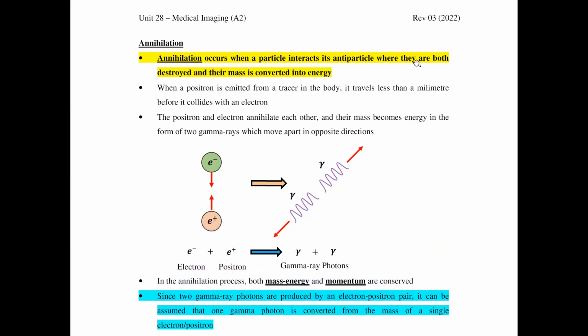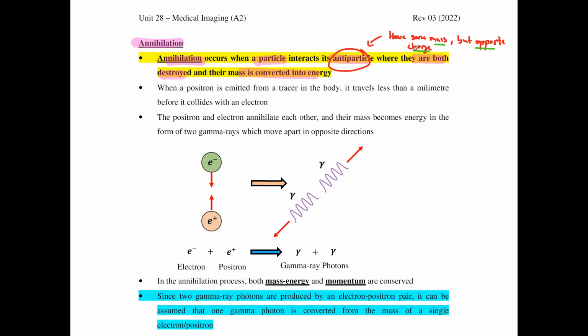Just now it was mentioned to you that when your positron interacts with an electron, annihilation occurs to give you 2 gamma ray photons, right? So what is specifically annihilation here? Annihilation occurs when a particle interacts with its antiparticle where they are both destroyed and their mass is converted into energy. So you remember in your AS physics, particle physics chapter, there is matter and antimatter. Meaning to say, if you have particle, you also have antiparticle. When it comes to antiparticles or antimatter, one of the characteristics that you have learned is that they have same mass but opposite charge. Okay, this is the characteristic of an antiparticle. They usually have the same mass, but they have opposite charge.